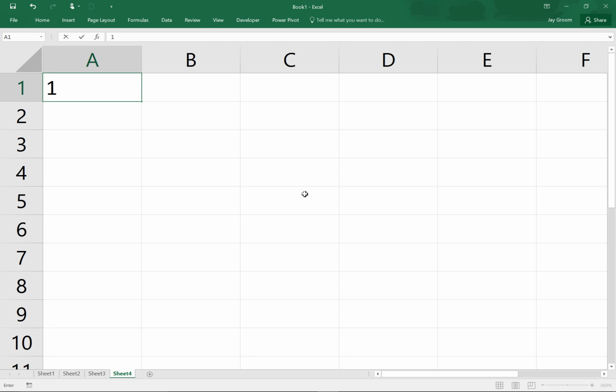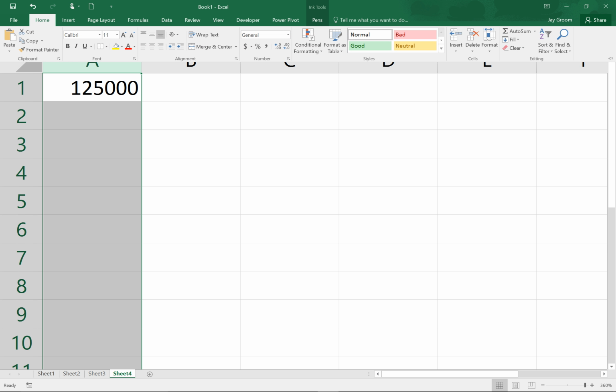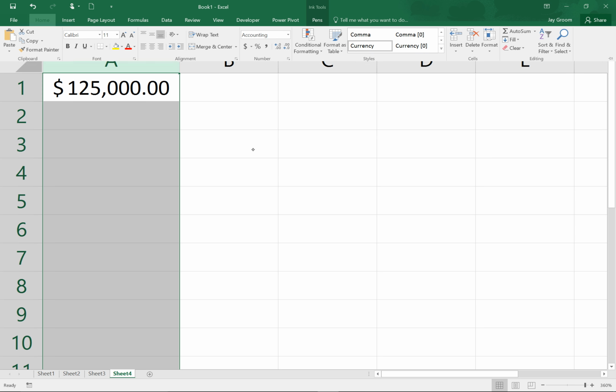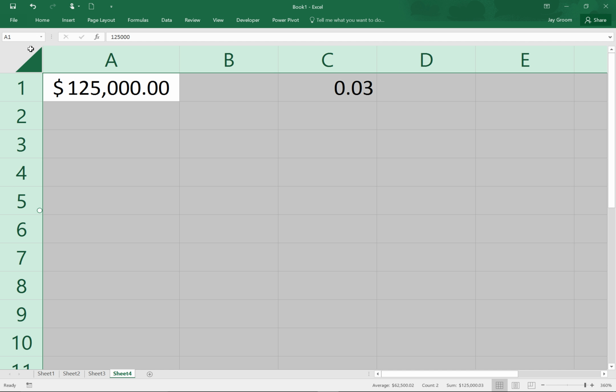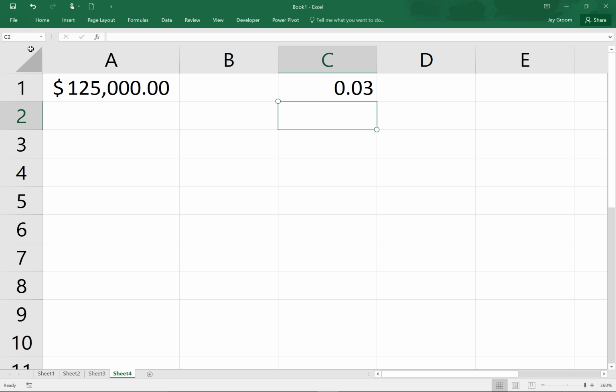Let's say you have 125,000 saved up, which, by the way, is not a lot for retiring, but good for you. I mean, it's something. Don't get me wrong. It's something, but it's not going to last you a long time. Let's say that this company is going to give you 3%.